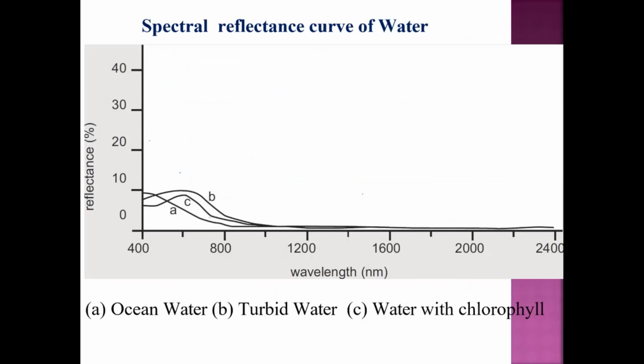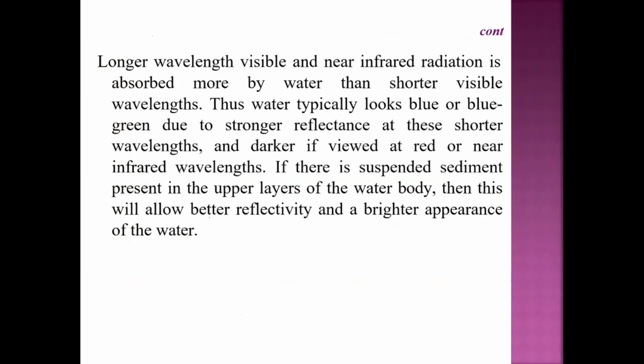Here again it is the different types of the water. Okay. So here, on the basis of these reflections, we can also determine what kind of water this is: ocean water, either the turbid water or the water with the chlorophyll. Okay. So these are the applied part. So longer wavelength visible and near infrared radiation is absorbed more by the water than the shorter visible wavelength. Thus, water typically looks blue or blue-green due to stronger reflectance at the shorter wavelength.